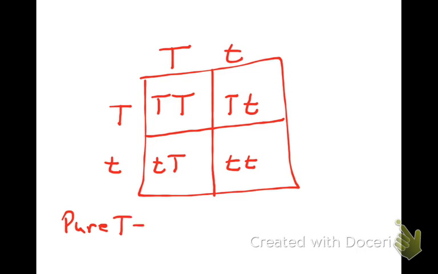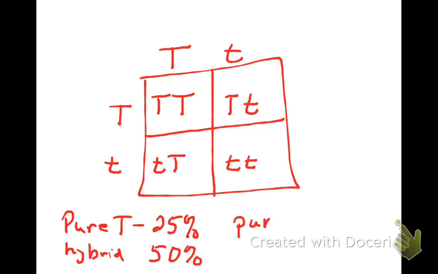So what percent it asks, that would be 25% because it's 1 out of 4. Hybrid would be these two here in the middle where they have the mixture, so that would be 50%. And then the pure short would be this one right here, so that would be 25%.